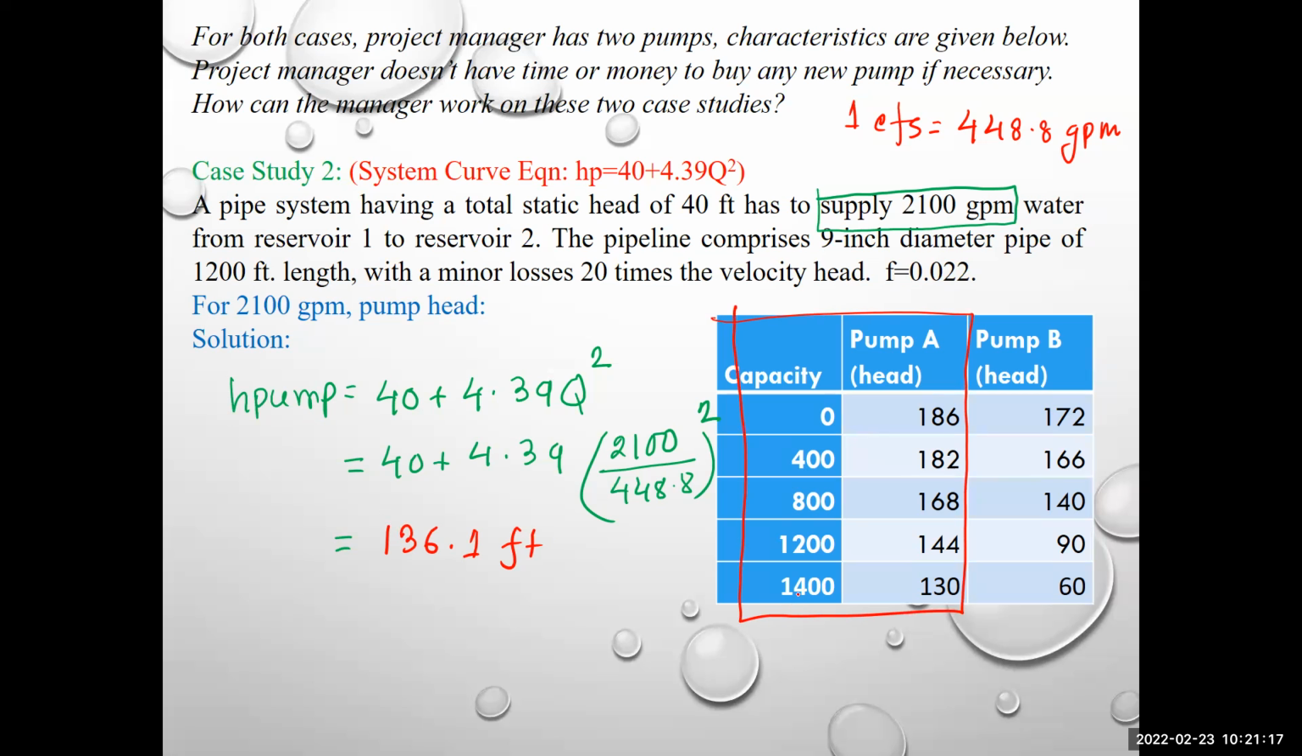Now let's check the pump A again. What is the maximum capacity pump A can give you? 1400. Maximum capacity or discharge. The same thing for pump B also, right? So pump A can give you 1400, pump B can give you 1400, but you need what? 2100 GPM, right?